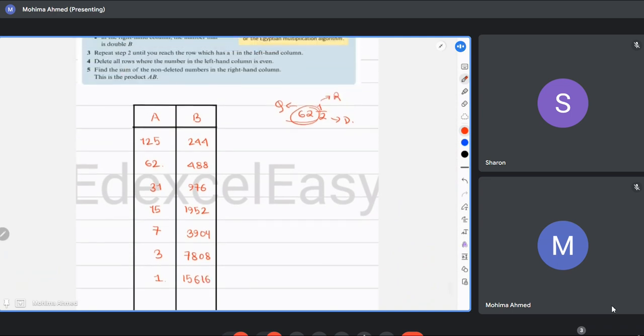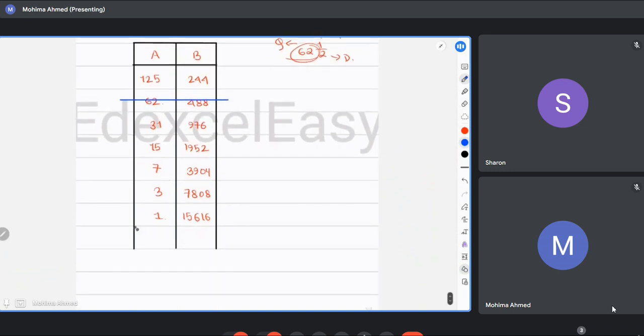That we need to cancel out all the rows where column A was even. For this one, column A was even. Only this one for column A was even, right? For all the other numbers, it was not even: 125, 31, 15, 7, 3, 1. They're all not even. So that means I now have to find the summation. Summation for column B will give you the product of A and B.